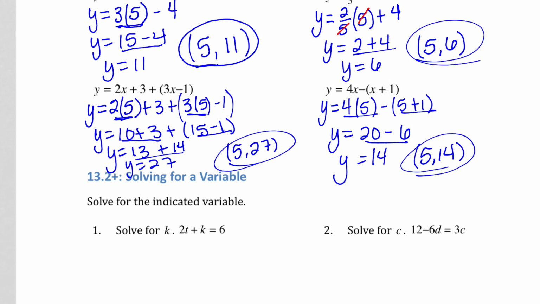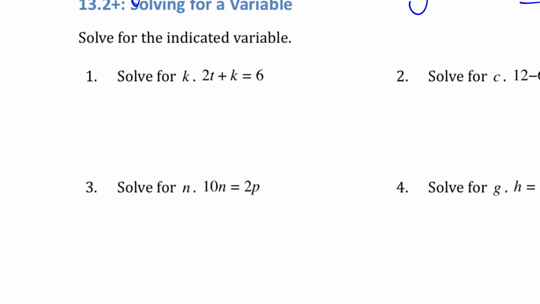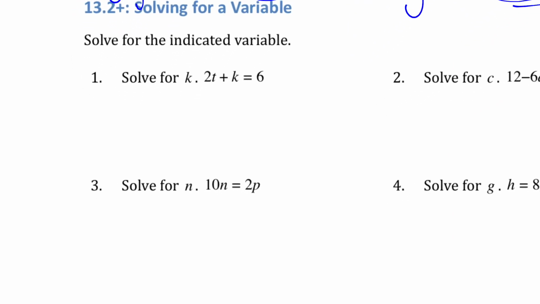Now we're going to solve for the indicated variable. So we're not always going to have x's and y's. So on this first one, we're going to solve for k. How do we solve for k? How do we isolate it?